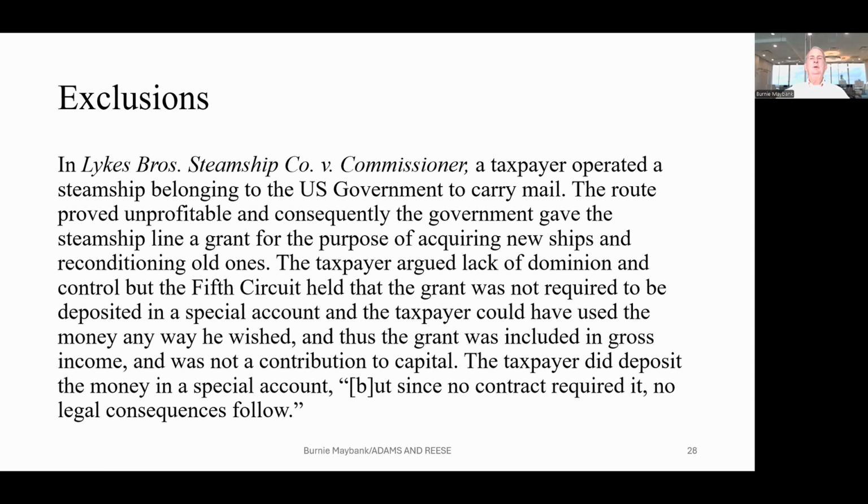A steamship used to carry mail, that proved unprofitable. So the government gave the steamship line a grant for the purpose of acquiring new ships and reconditioning old ones. The taxpayer, when the IRS came knocking and said, why haven't you paid taxes on those grants, argued he had a lack of dominion and control, but the Fifth Circuit held the taxpayer did not lack dominion and control, because the grant was not required to be deposited into a special account, and the taxpayer could have used the money any way he wished, and thus the grant was includable in income and was not a contribution in capital.